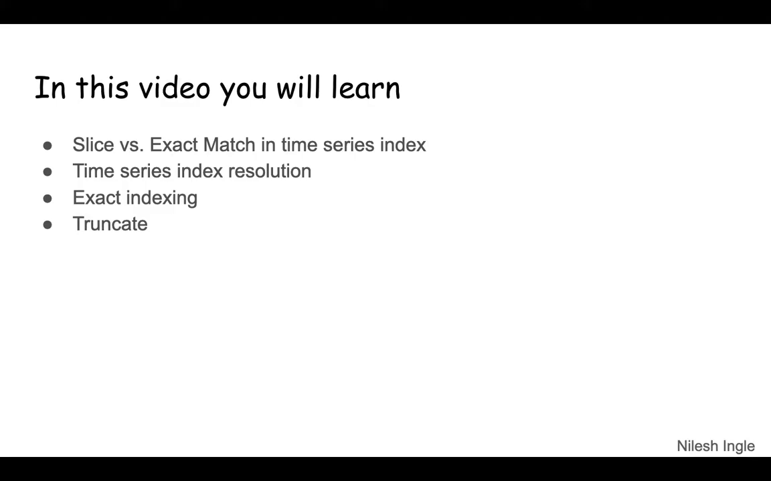In this video we'll continue to learn about time in Pandas. Specifically, we'll look at slice versus exact match when we are dealing with time series as index in a series or a data frame, and then we'll look at the index resolution of a time series. Is it seconds, minutes, and then we'll look at another example of exact indexing and how that can be used. Finally, we'll conclude the video with truncate and how it differs from slicing. So let's get into Jupyter Notebook and start coding.